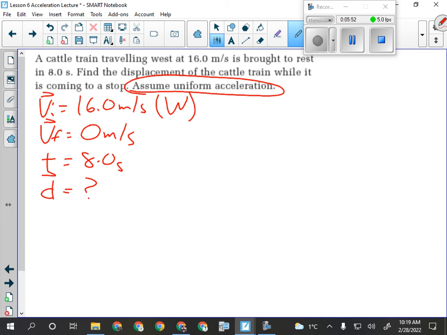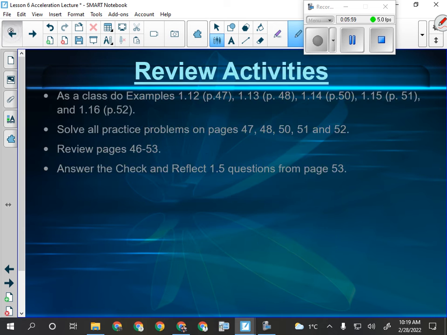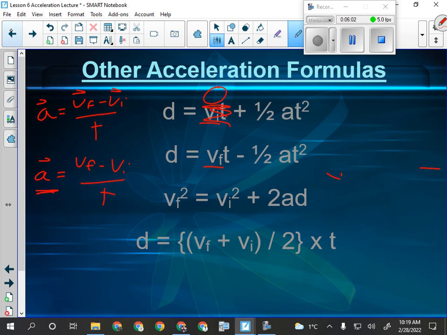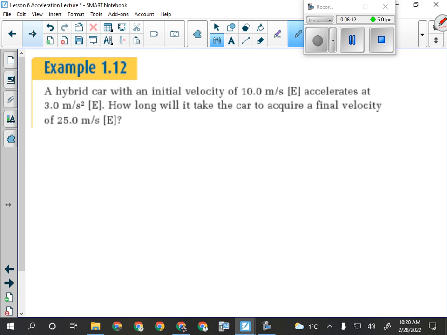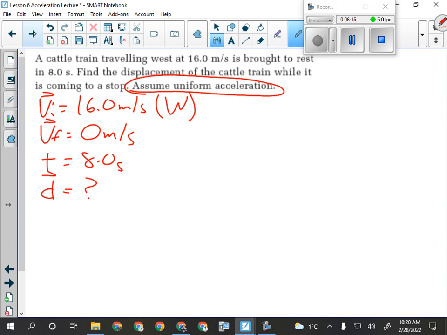What's the only formula I can use here? Which of these formulas calculates D, doesn't have acceleration, and has the two V's in it? The bottom one, this one. Okay? Remember I said that using that formula, we don't use it very much because really all it is is this: D equals average velocity times time. It's really V equals D over T, which we don't like using for acceleration because it assumes a constant velocity.